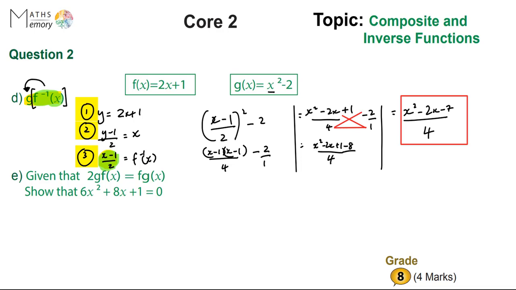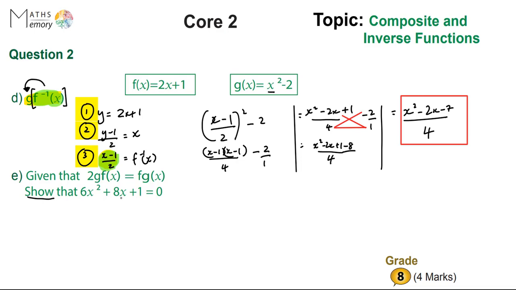Question 2, part E. So let's now do the last final question on this. Again, this is quite a difficult question. Okay, so it's 2g of x equals f of g of x. Show that 6x squared plus 8x plus 1 equals 0. So show that means basically we're meant to derive it from doing the question over here.